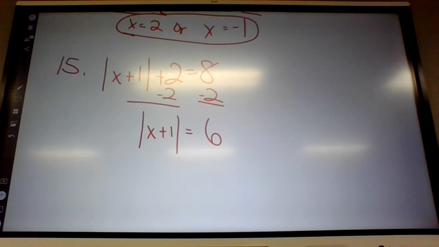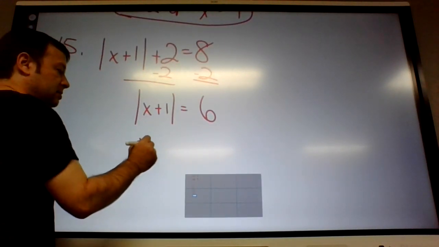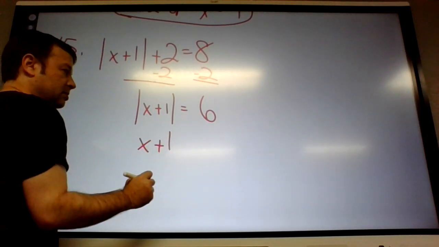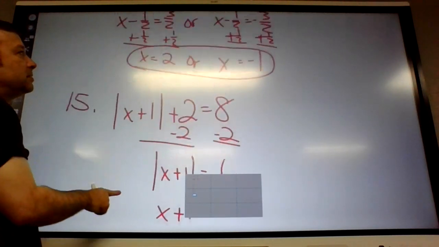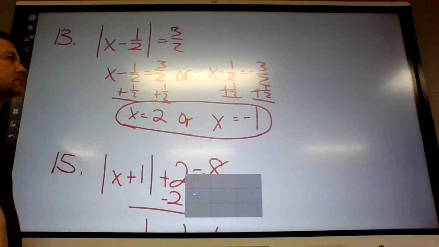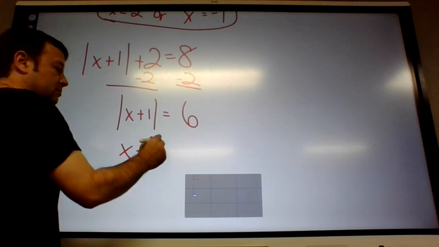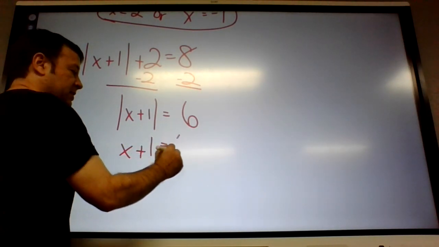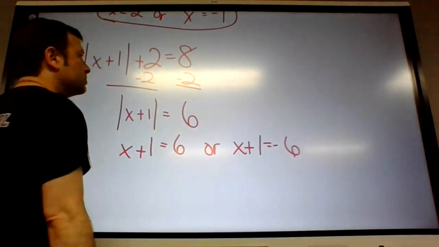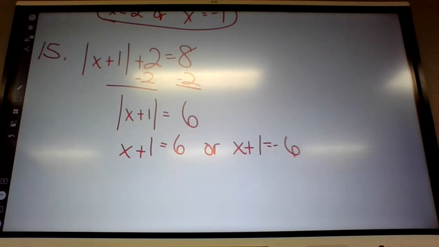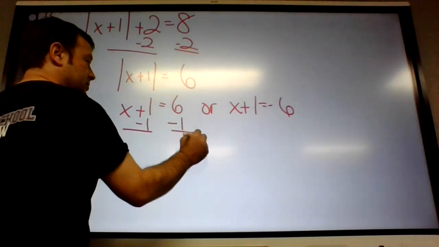Would it be the or thing? Yeah. So what's the or thing? It's the x plus 1 times 6. X plus 1 equals 6, or x plus 1 equals negative 6. So to solve, we just stretch 1 to solve.